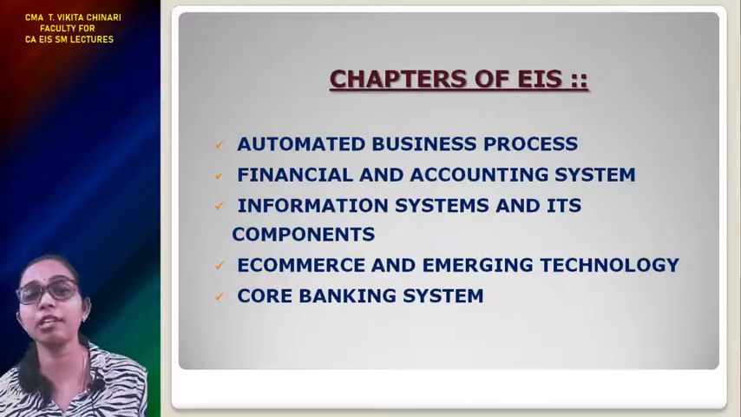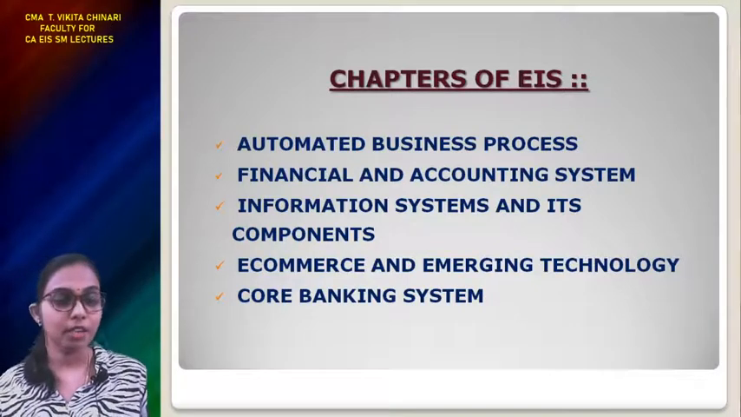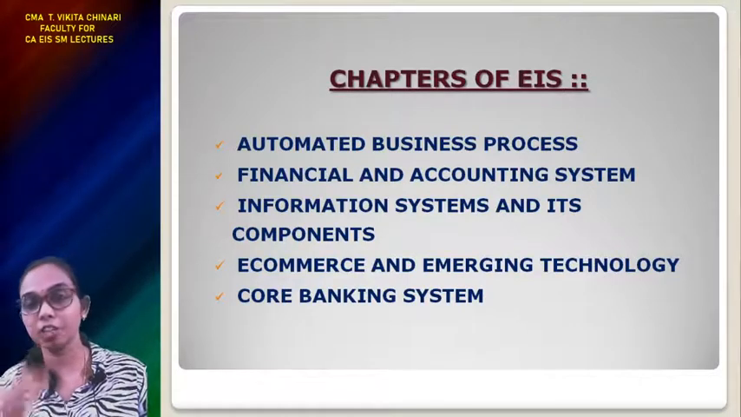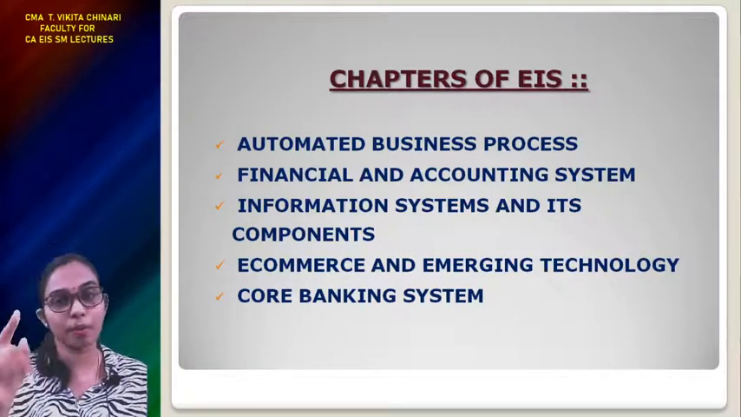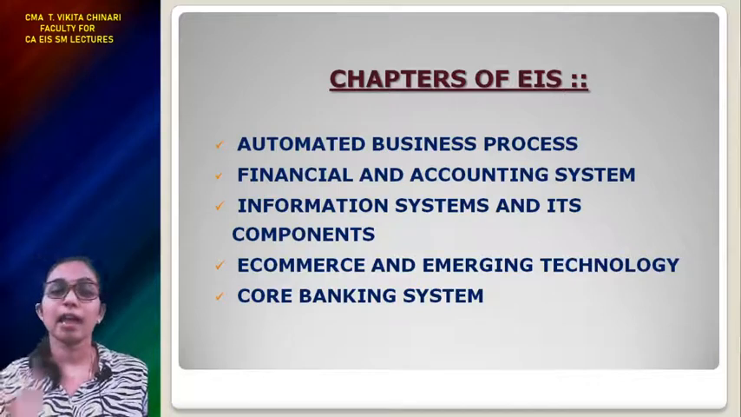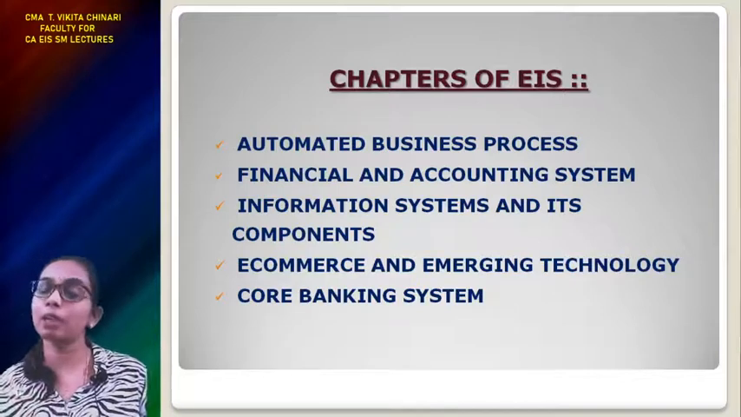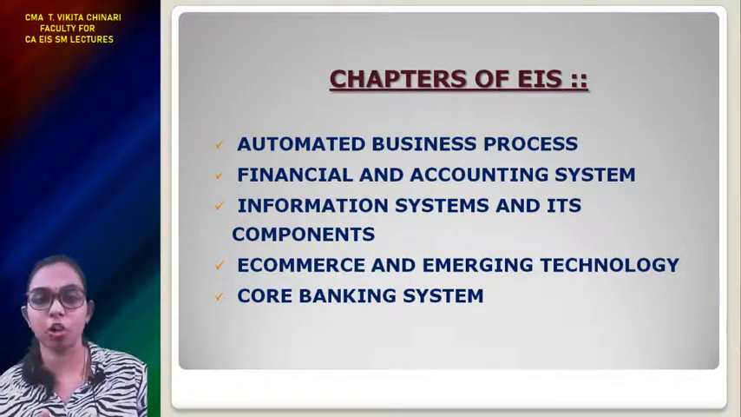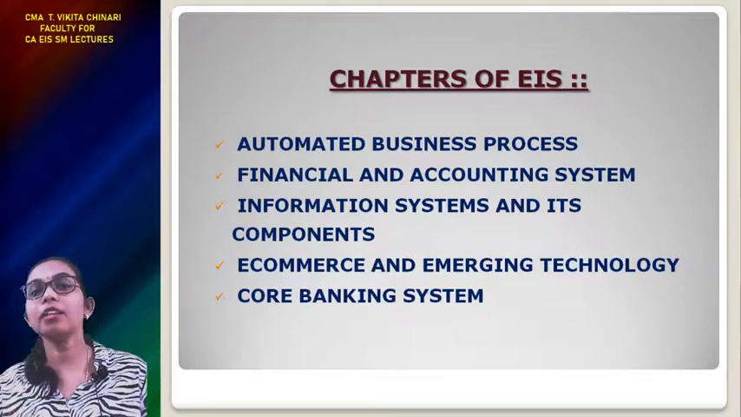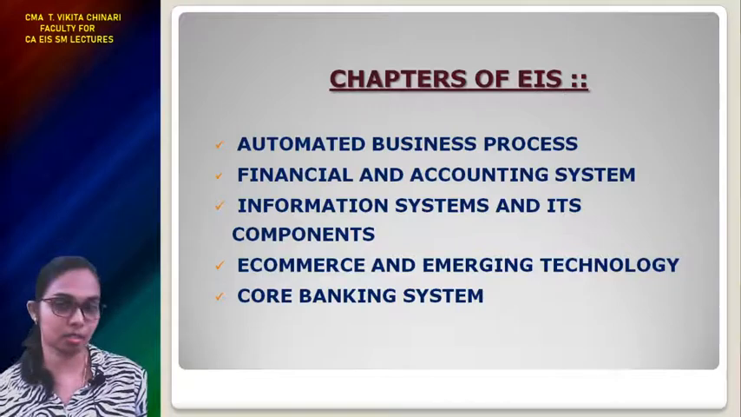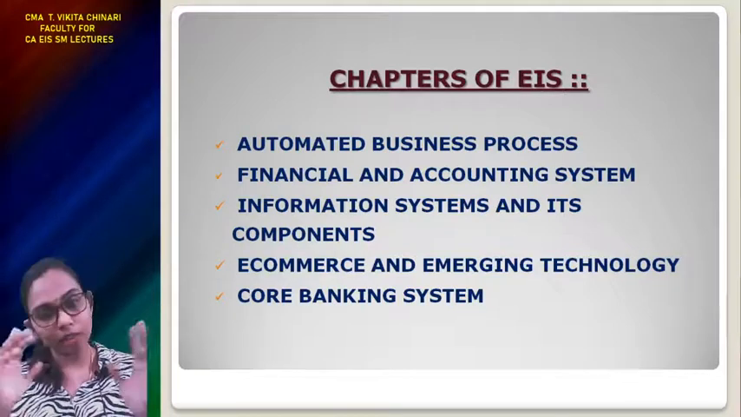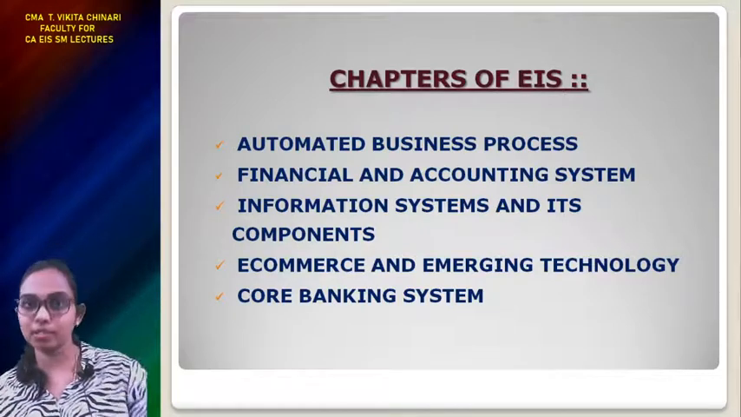The first chapter is automated business process. The second chapter is financial and accounting system. The third chapter is information system and its components. Then comes e-commerce, m-commerce and emerging technology. And in the end, we have a chapter in our syllabus called core banking system. Okay, I will explain properly why these chapters are there.